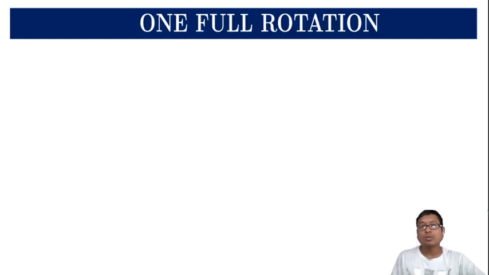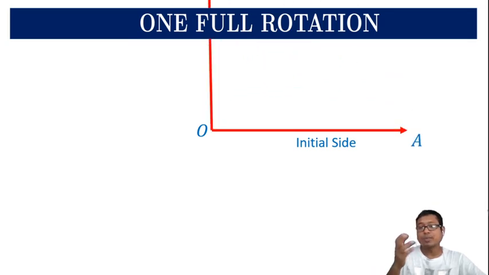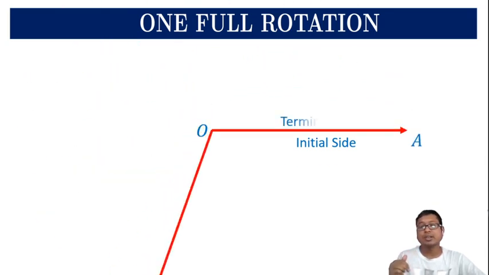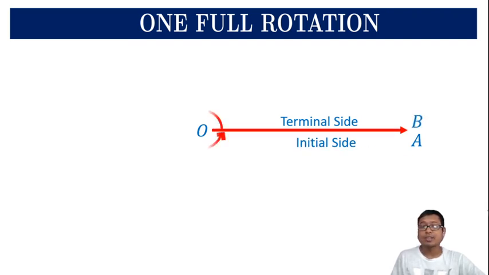Now, let me talk about one full rotation. Suppose I have the initial side and it takes one complete rotation. That means the initial side and the terminal side coincide. The angle created at the vertex is one full rotation, and that is equal to 360 degree.